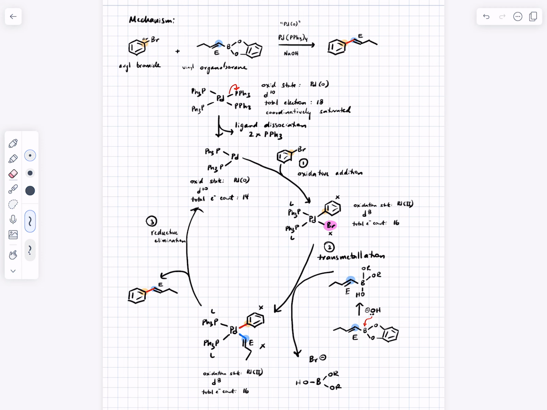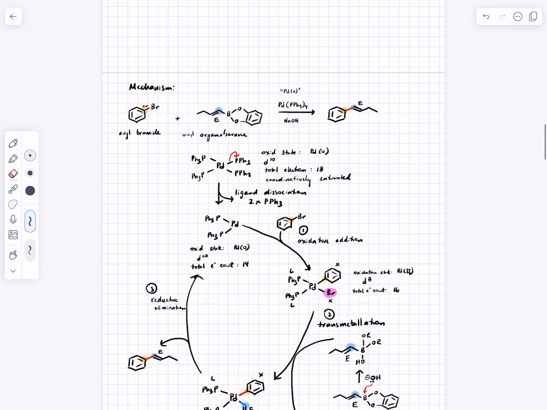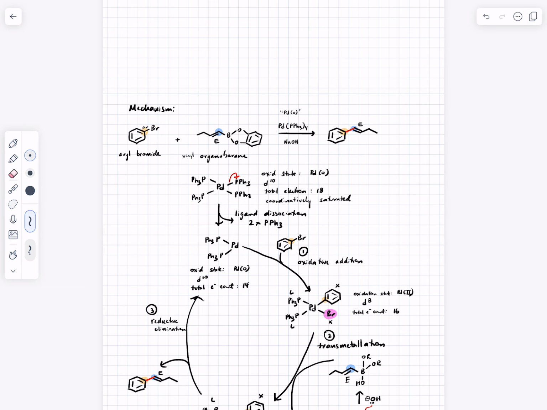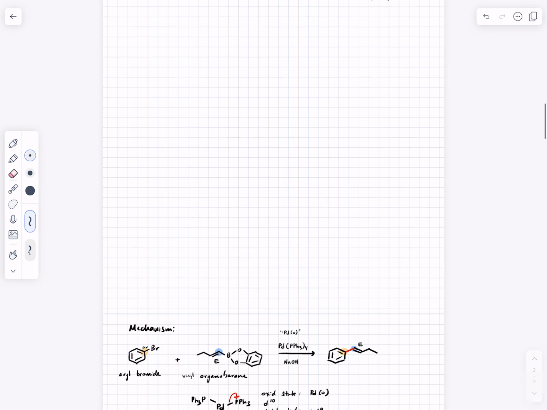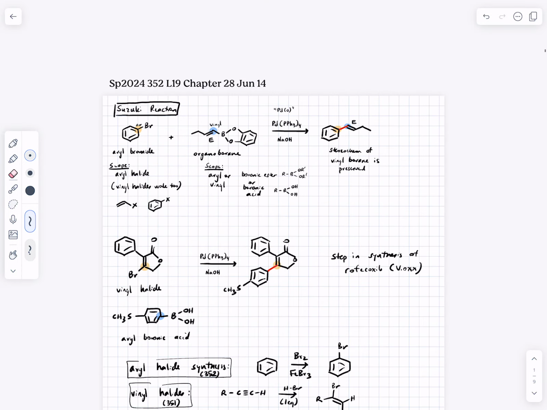Why would you choose the Suzuki reaction or the Heck reaction over each other? Slightly different substrate scope. So check out the Suzuki reaction.